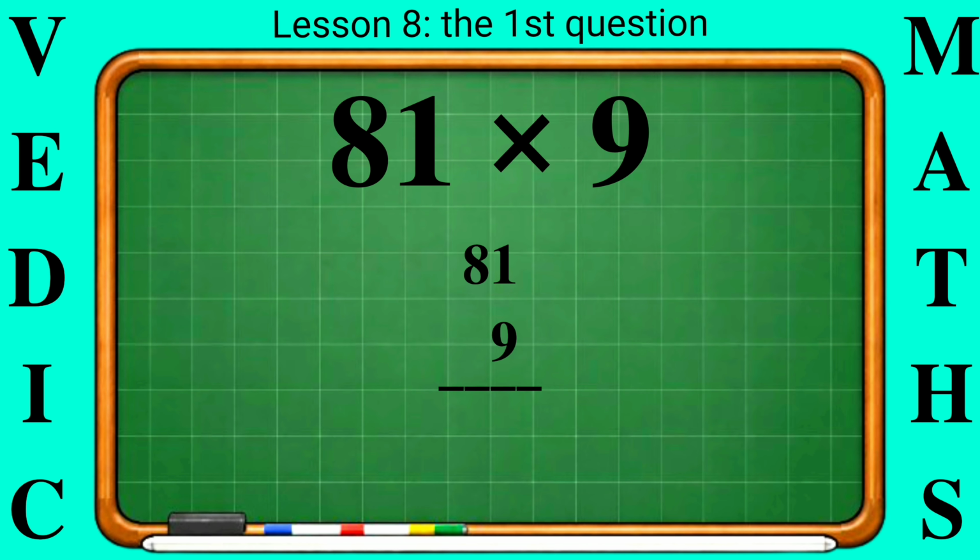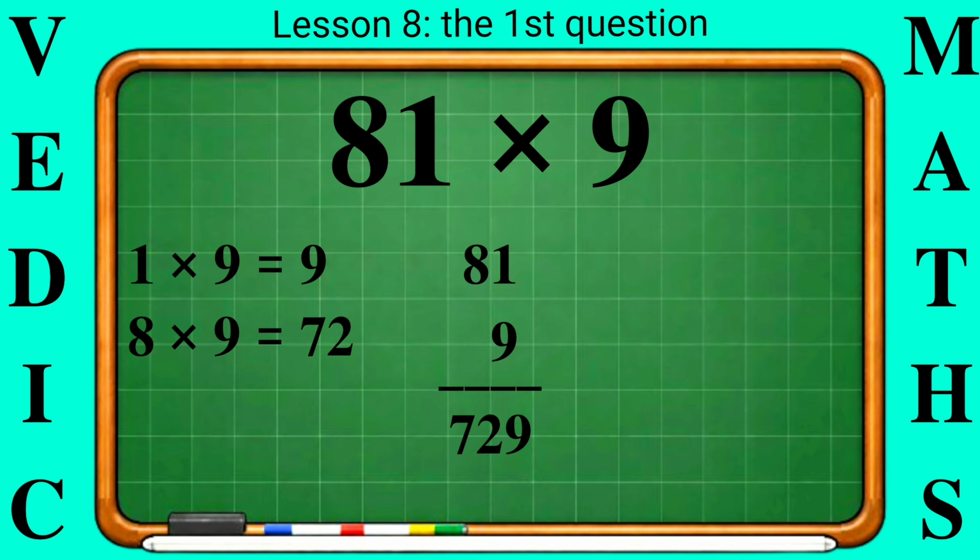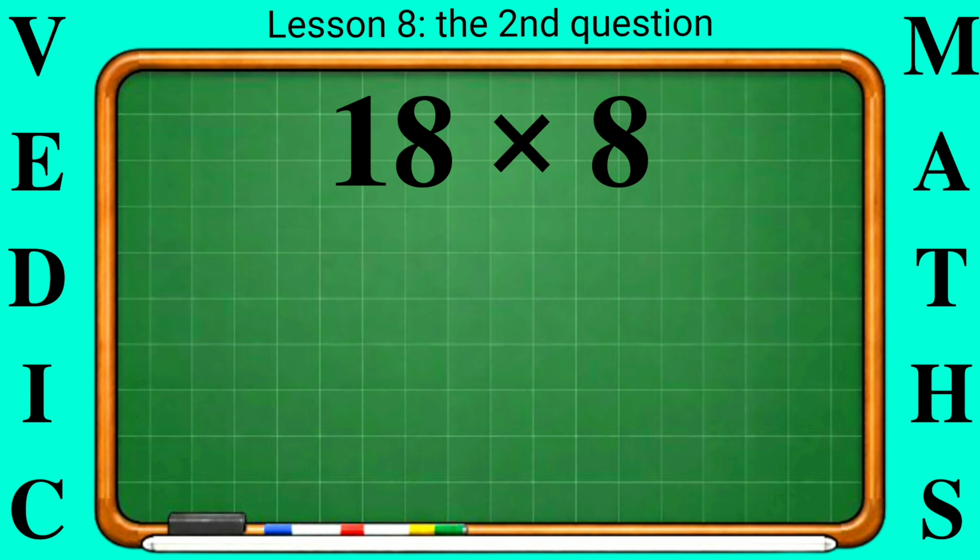First, we multiply 1 by 9, and then after that, we multiply 8 by 9. So now we get the answers 72 and 9. Now we put them side by side and done. The answer is 729. Now you can see the carry was almost there. Did you see the carry? Anyway, let's do another one.